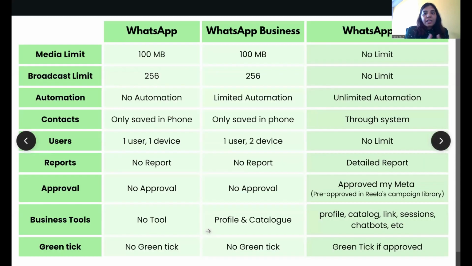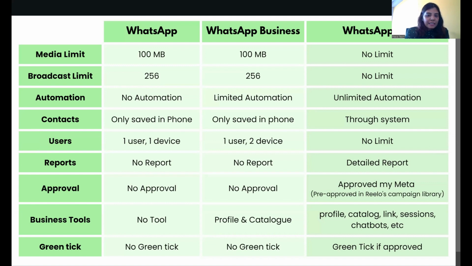Now, if I'm using WhatsApp API, I can also go the length and include the catalog that I want to, any other link, a chatbot. It could be a two-way conversation that you see. So there are much more possibilities available in WhatsApp API.